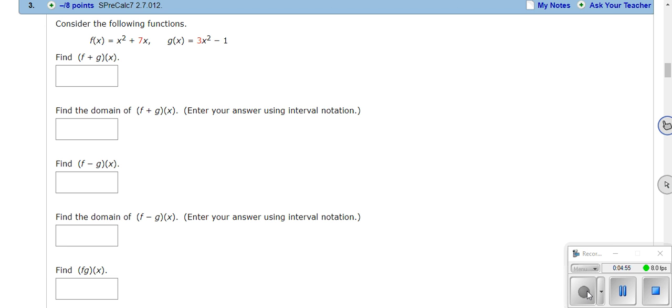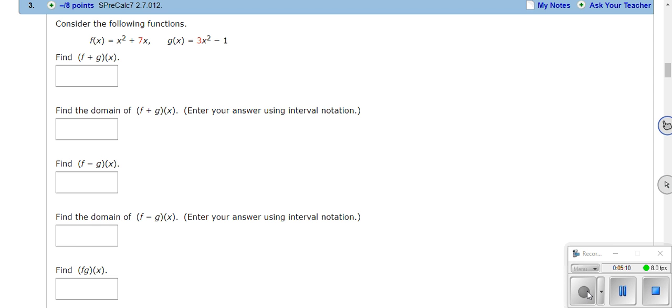We can't take the square root of a negative number. So we have to look at the values of x that would make the square root give us a negative, and those are the things we need to avoid in the domain. But for the most part, they're straightforward. You're just literally adding the functions together or subtracting the functions.